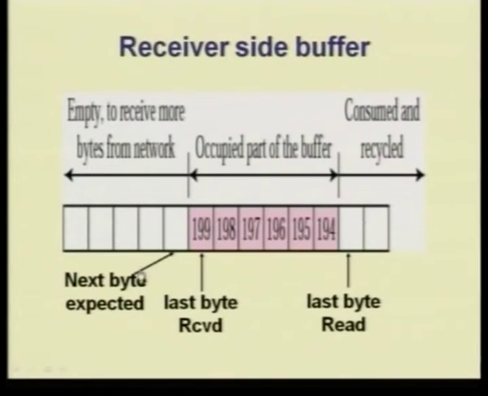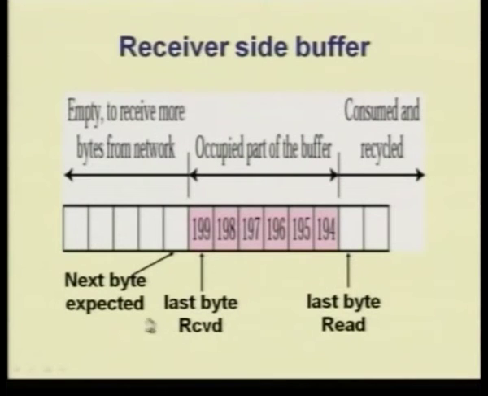Okay. If you look at the receiver side buffer, let us look at what fields we need to maintain. This is the entire receive buffer that you have. From this buffer, your application is reading data. The last byte read is indicated over here, and this is the amount of data that has been received from the other side, and this is the next byte that is expected. This part is empty, so you can receive more bytes from the network here. This is the occupied part of the buffer, and this part has already been consumed. Once it has been consumed, it is recycled and added to the empty part of the buffer.